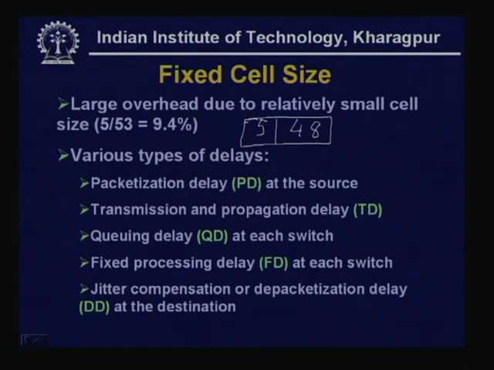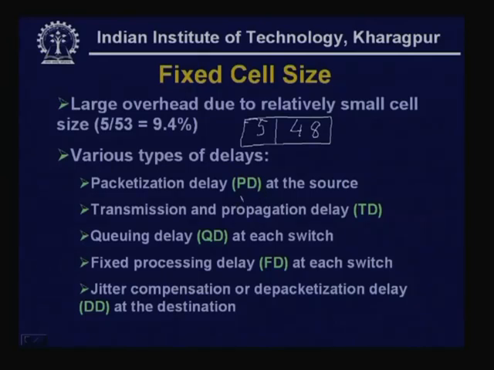It also has different types of delays. For example, packetization delay at the source. Data is coming from audio sources, so they will be packetized in the form of cells. Since the audio data will arrive at a smaller rate, there will be some delay in packetization, in making the packets. This is known as PD delay, packetization delay at the source. Then there are the transmission and propagation delay.